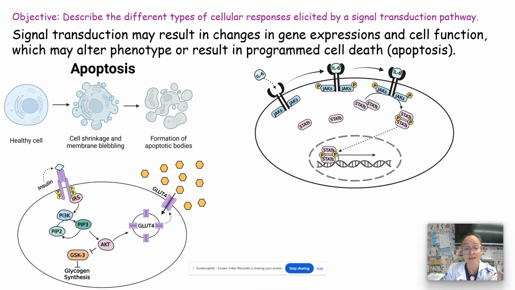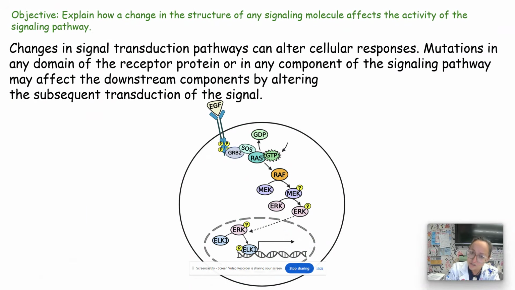If we have an unhealthy cell or a cell with damaged mitochondria, sometimes there's a signal where the cell is not repairable and we need it to go through a programmed cell death. That will be apoptosis. Now, changes in signal transduction pathways can alter cell responses.